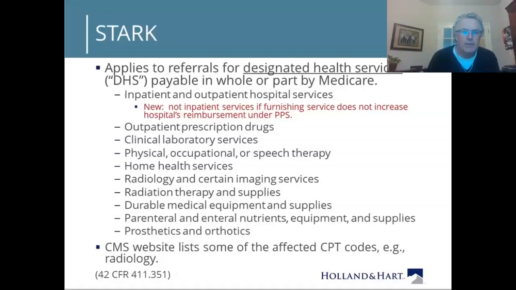In the new STARK amendments that took effect a couple of days ago, they did modify the definition of designated health services relevant to inpatient and outpatient hospital services. Under the new definition, inpatient services provided at the hospital are not designated health services, and therefore STARK would not prohibit referrals for those inpatient services if the furnishing of the services does not increase the hospital's reimbursement under the prospective payment system. So this is an important change that may help minimize, for example, a hospital's liability for potential STARK violations.